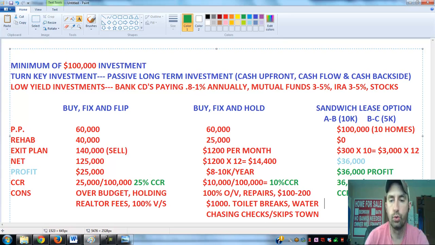But what we're going to also do here is the 10 houses. These 10 homes are going to give you $5,000 each, which is going to help you buy more homes, which is $50,000. What we can do with this $50,000 is reinvest it into buying 5 more homes. Now we have 15 homes. 15 homes times $300 is going to be $4,500 coming in per month.